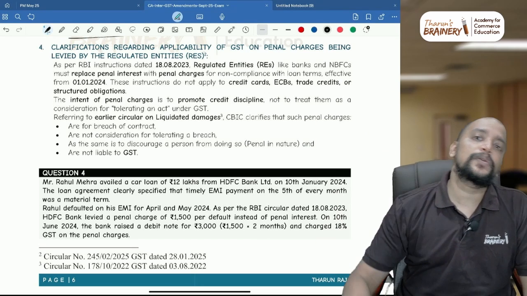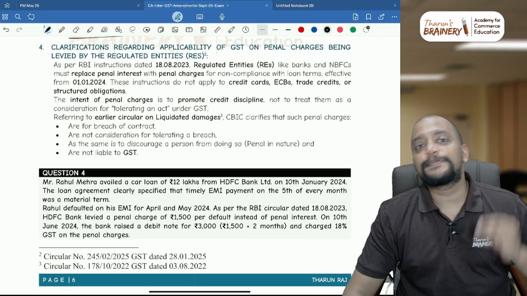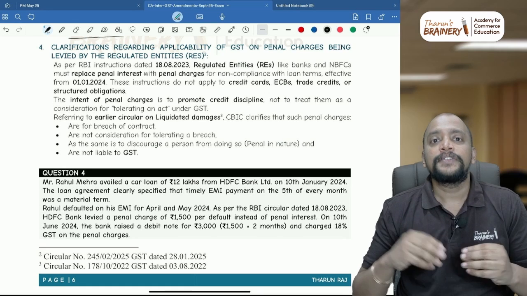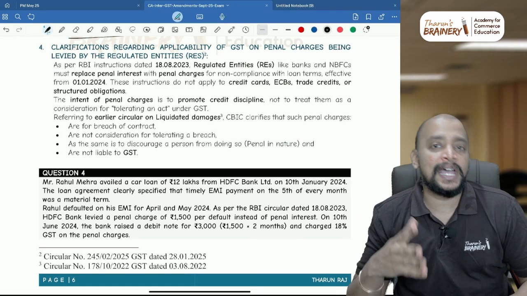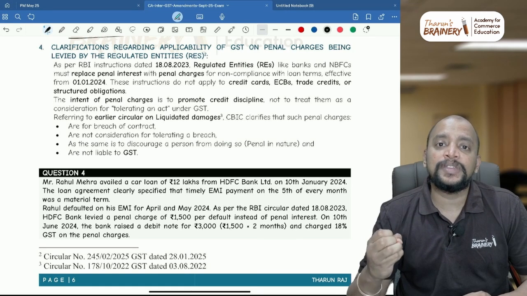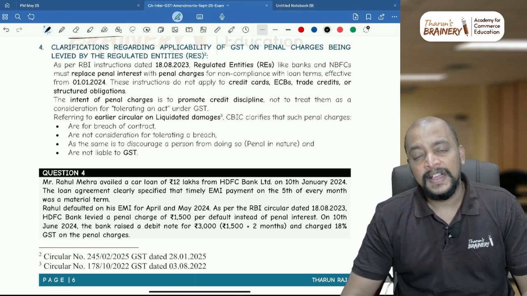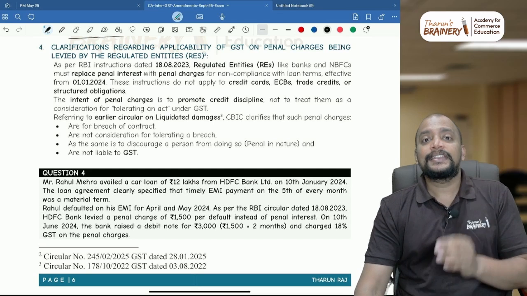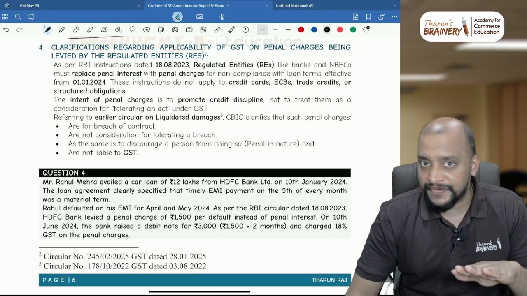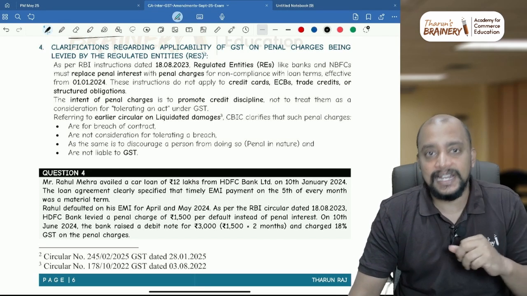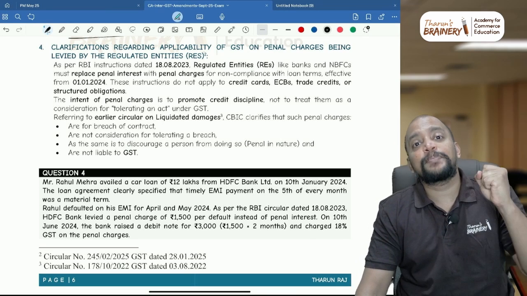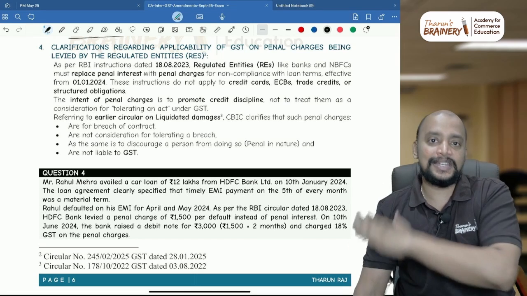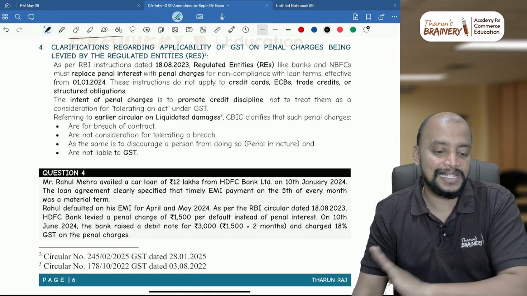Now what is this circular about? Generally these banks, financial institutions, NBFCs and all, when you are not repaying the EMI, they will be levying something called penal interest. But RBI recently gave a circular stating that the banks, financial institutions and NBFCs, that is regulated entities, should not be collecting penal interest. Instead they should call it penal charges.